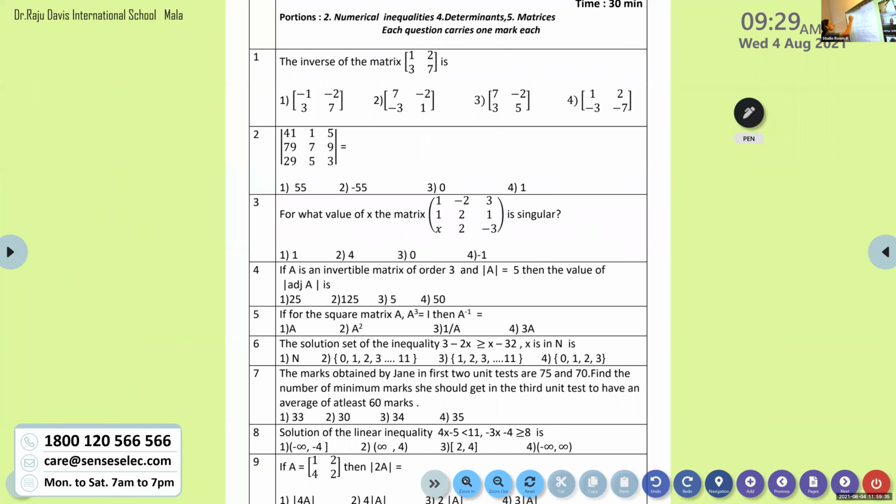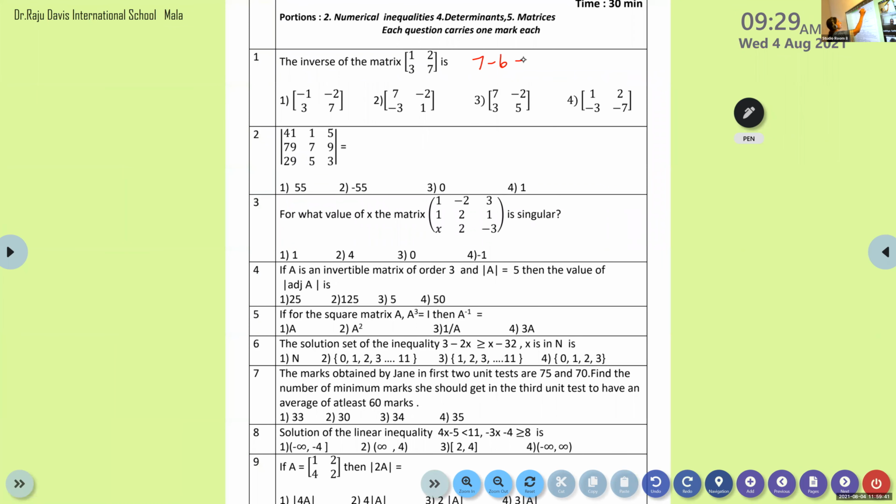So look at the first one. We have to find determinant A, isn't it? What is determinant A? Is it 7 minus 6, 1? And how will you find the cofactor? You just have to interchange. Is the answer 2? Yes or no?